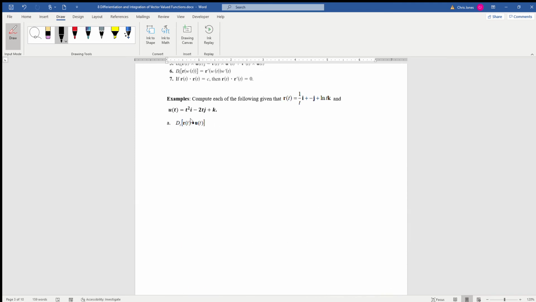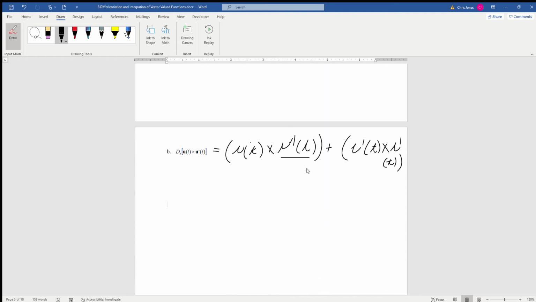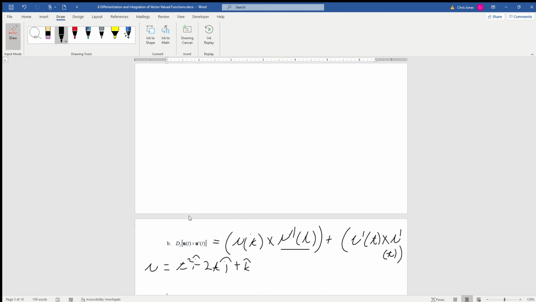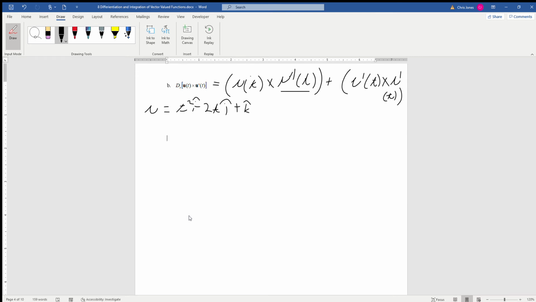So we go back up, and first we remember that u is t squared i minus 2t j plus k. U prime is going to be equal to 2t i minus 2j. And then finally, u double prime is just going to be 2i. And we're just going to throw all of those back into our determinants.